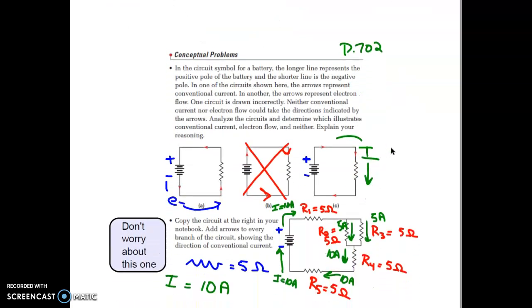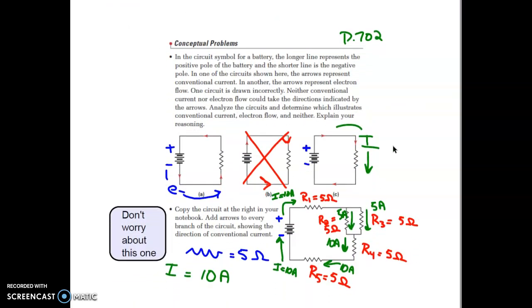So on page 702, there's a conceptual problem that is really neat to look into. So in one of the circuits shown here, the arrows represent conventional current. In another, the arrows represent electron flow. One circuit is drawn incorrectly. Neither conventional current nor electron flow could take the directions indicated by the arrows. So analyze the circuits and determine which illustrates conventional current, electron flow, and neither. Explain your reasoning.